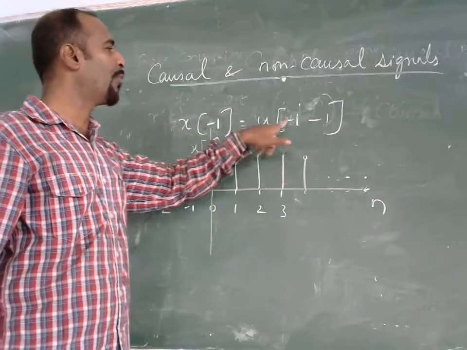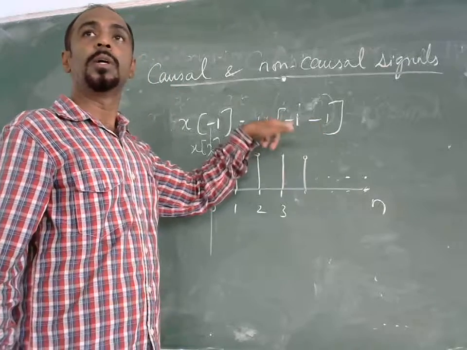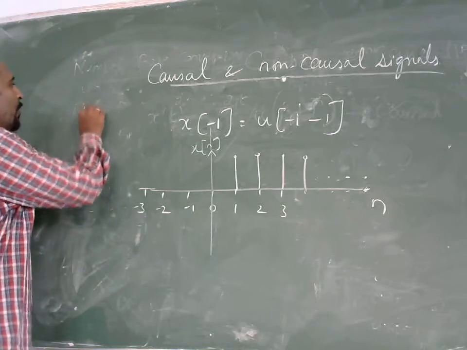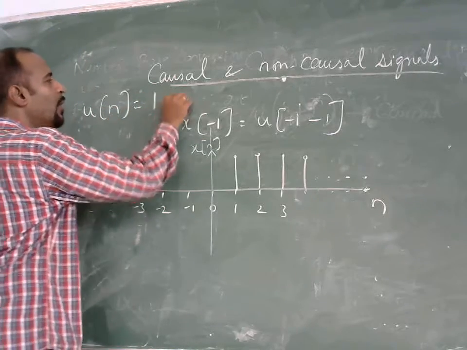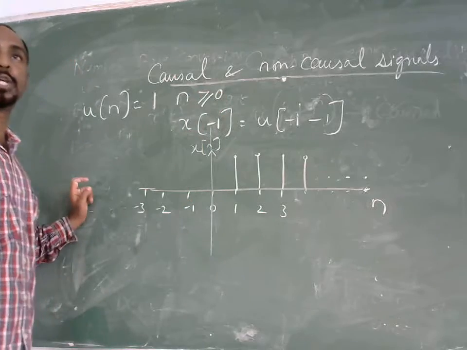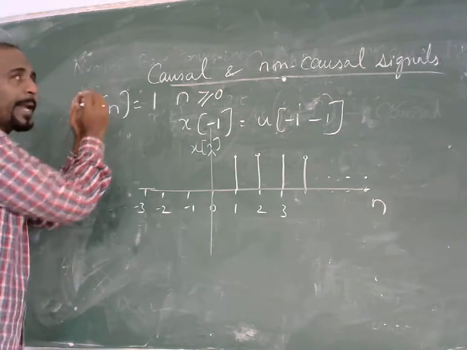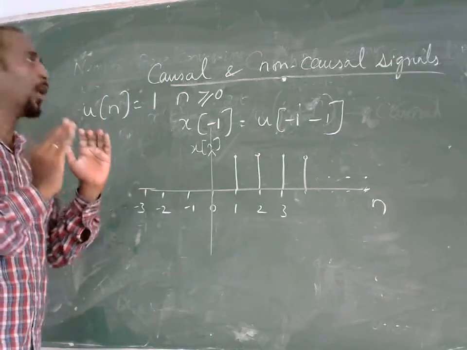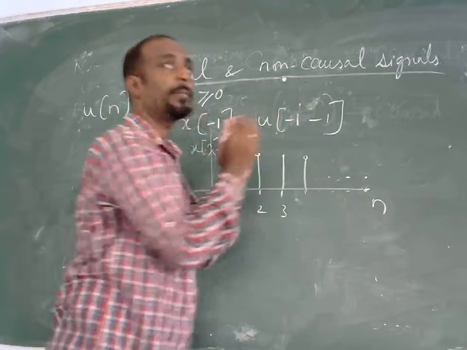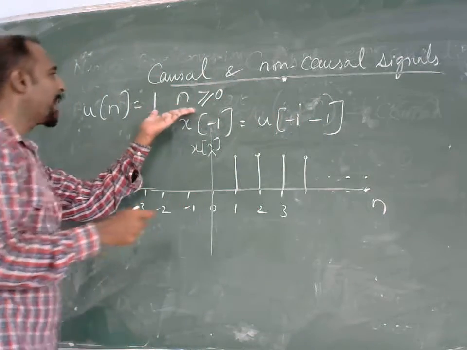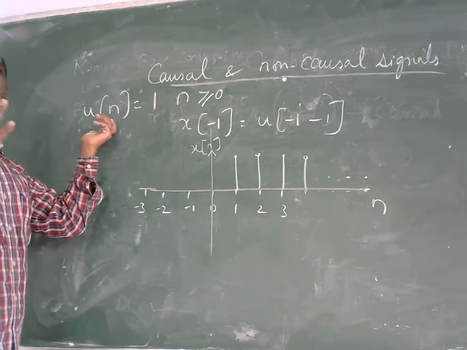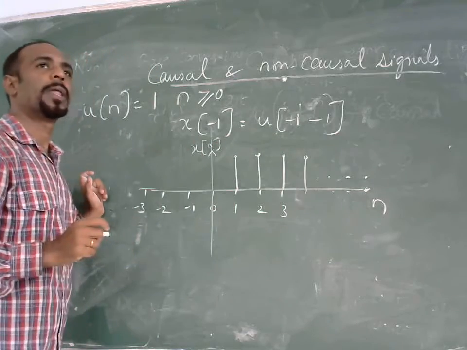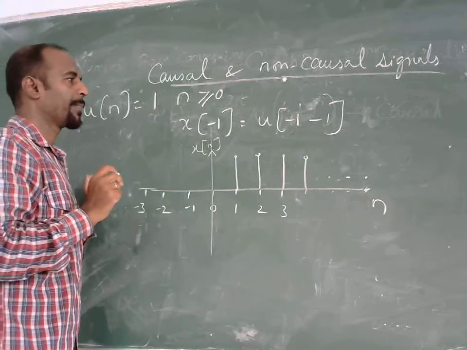So x of minus 1 is equal to u of minus 1 minus 1, which is how much? Minus 2. So u of minus 2 is 0. You know that u of n is equal to 1 for n greater than or equal to 0. Whatever is inside the bracket term, it should be 0 or greater. It should not be less than 0. Now what did we get inside the bracket? We got less than 0. So therefore, u of n does not exist for that. So therefore, the signal is 0. So therefore, the given signal is a causal signal.